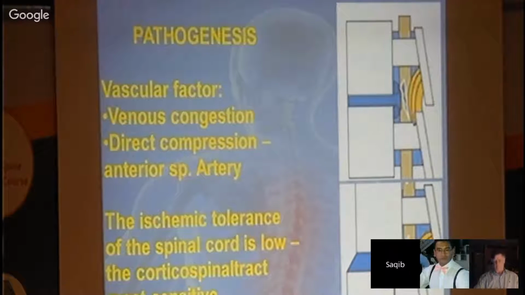Right. So all this is resulting in vascular problems, namely venous congestion and also direct compression of the arteries. And because the spinal cord is very sensitive to ischemia, it has very low ischemic tolerance, it will start degenerating, and the patient will become symptomatic.